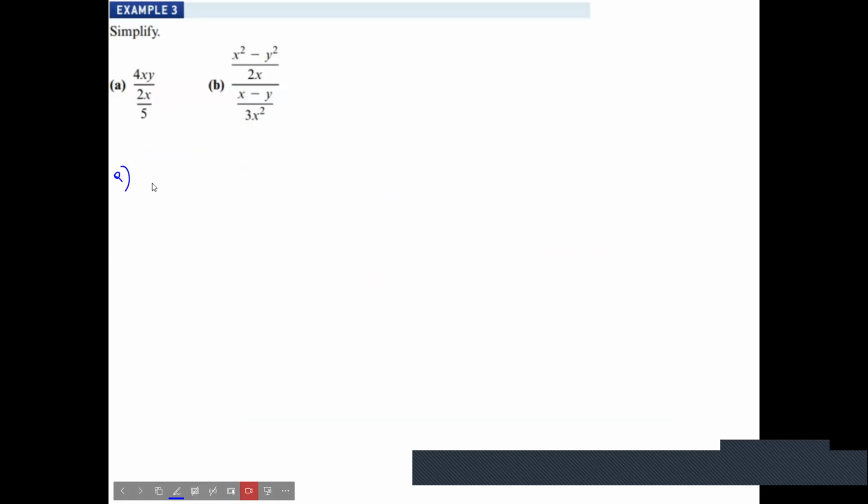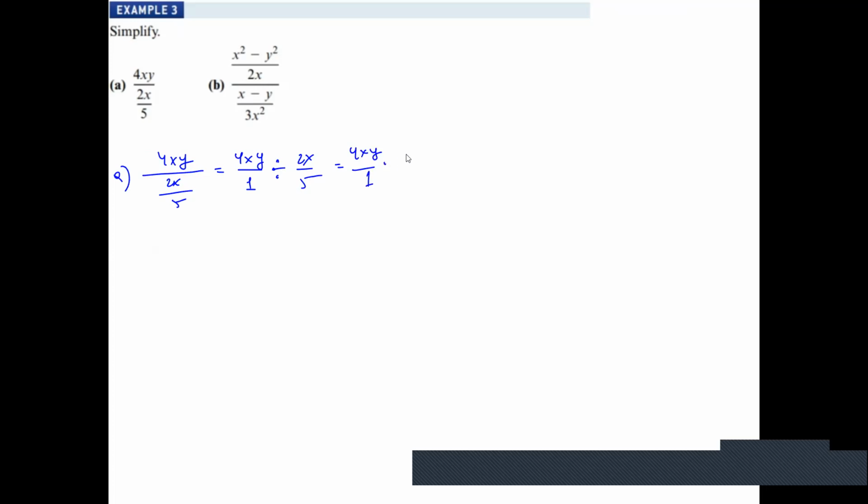So for A, the main fraction is this, 4xy, and it's divided by 2x over 5. So what I do, 4xy over 1 times, or actually divide by 2x over 5. Then I have 4xy times 5 over 2x.